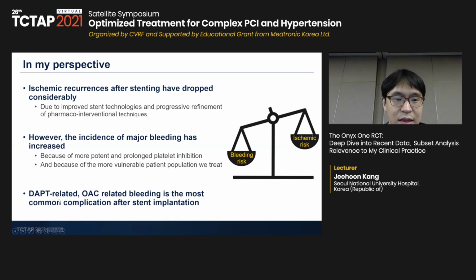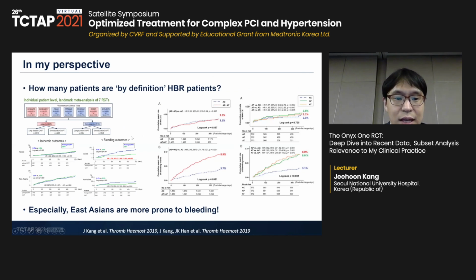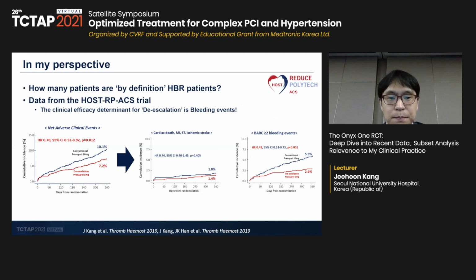Also, DAPT-related or NOAC-related bleeding is a very important clinical complication that we should pay attention to after stent implantation. As we all know, the ARC consensus showed that there is a new criteria of high bleeding risk patients. And in East Asians, whom we are treating in East Asia, it is well known that these patient populations have a higher bleeding risk, and we should pay more attention to the bleeding risk in these patients.